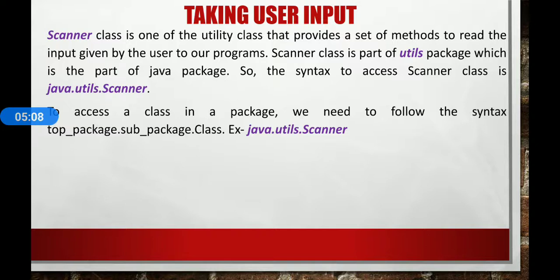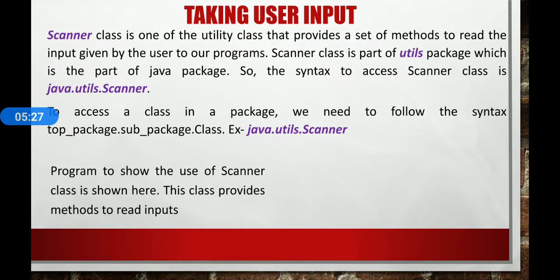So the syntax to access the Scanner class is java.util.Scanner. Here java is the top package, util is the sub package, and Scanner is the name of the class. To access a class in a package, we need to follow the syntax: top package dot sub package dot class name. For example, here java.util.Scanner. Here java is the top package, util is the sub package, and Scanner is the class name. All the package names in Java contain only lowercase letters, while class names begin with uppercase letters.